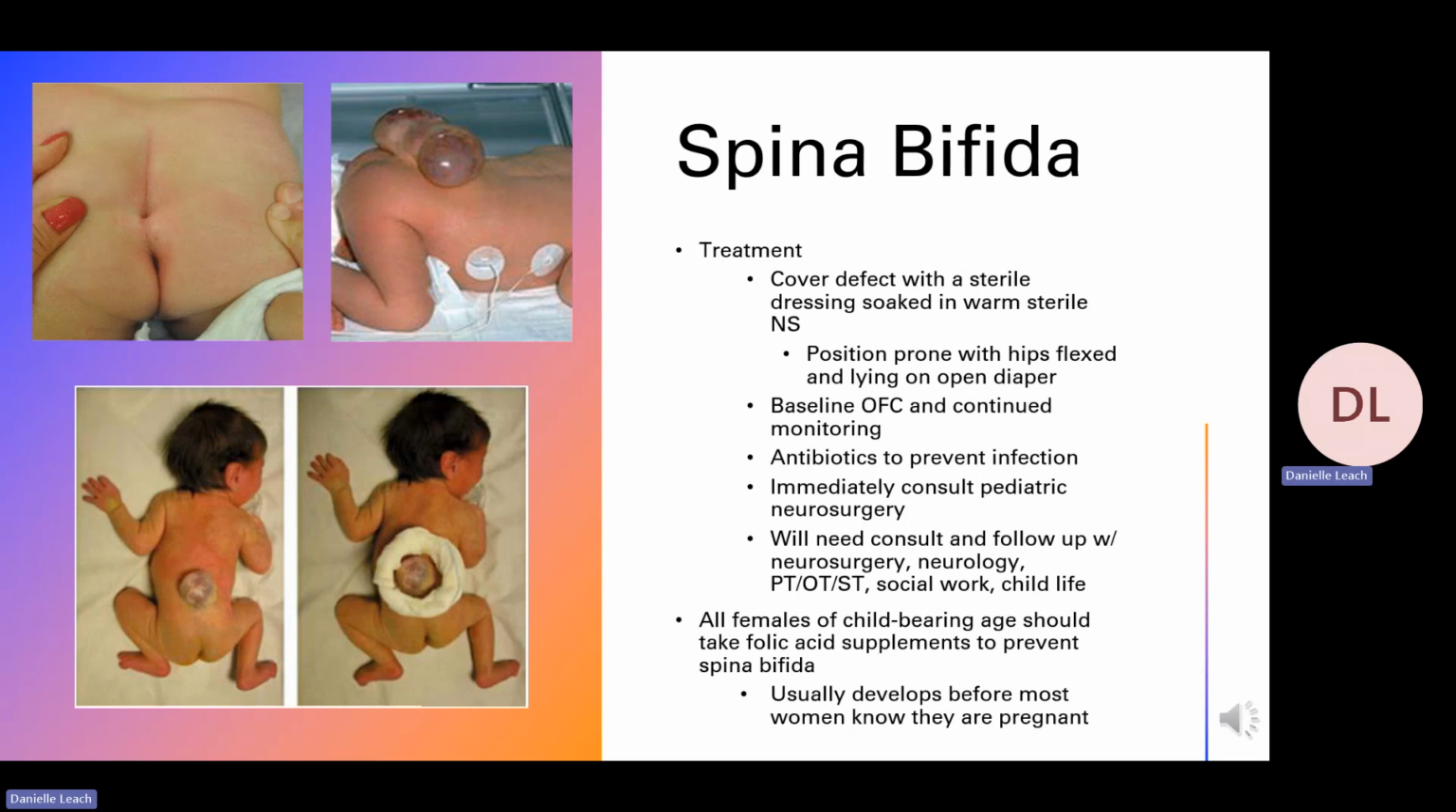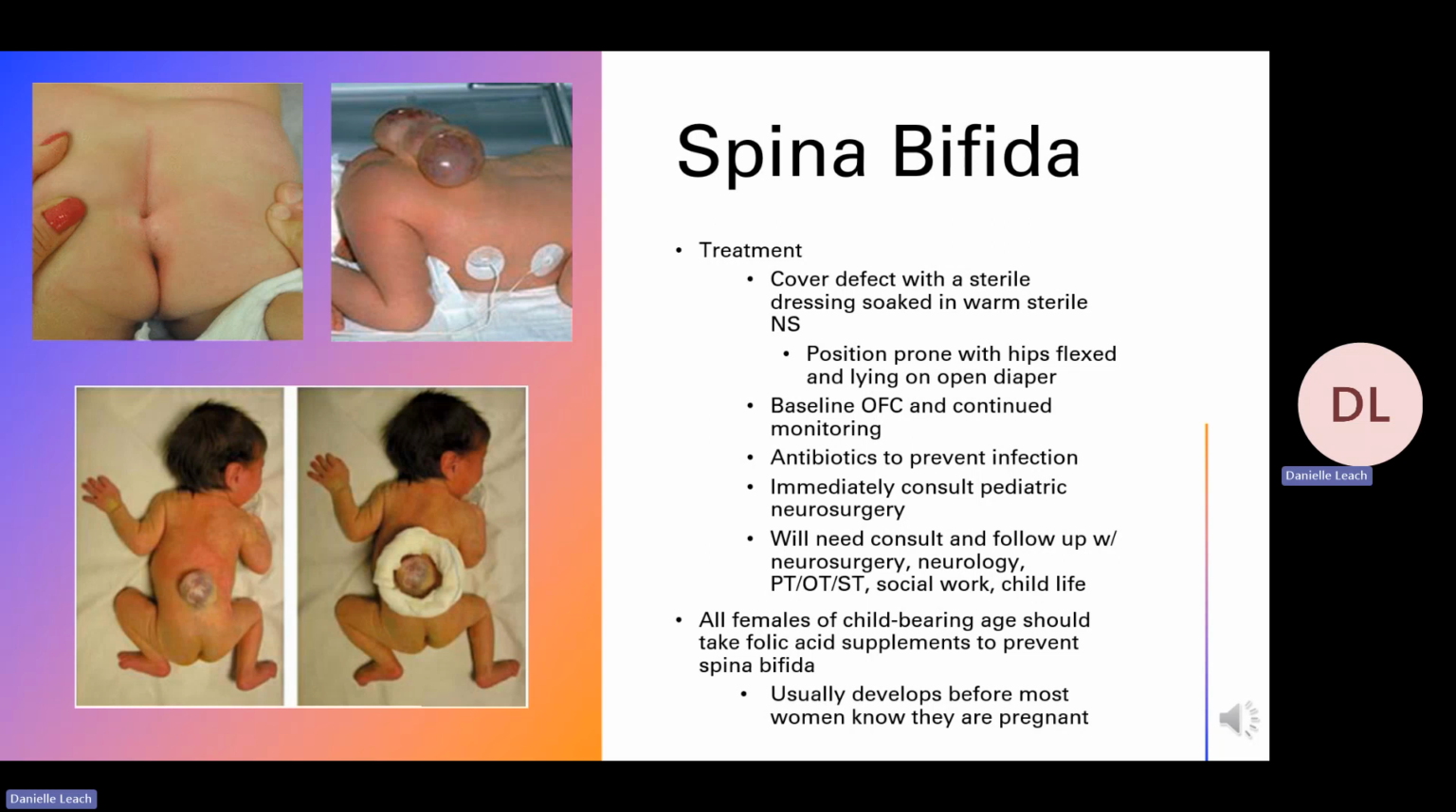But once the baby is stable, they will be going to surgery to have this removed. But again, that's not going to correct any deficits that the child may have. Like I said before, all females of childbearing age should take folic acid to prevent spina bifida.